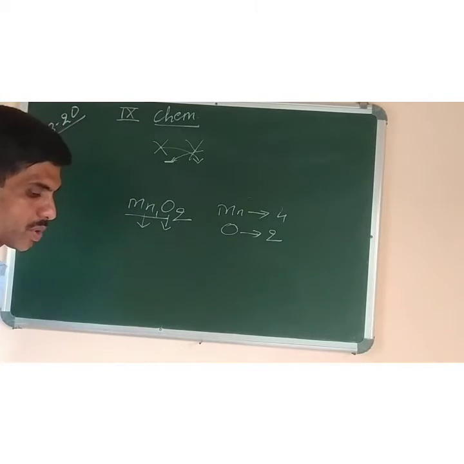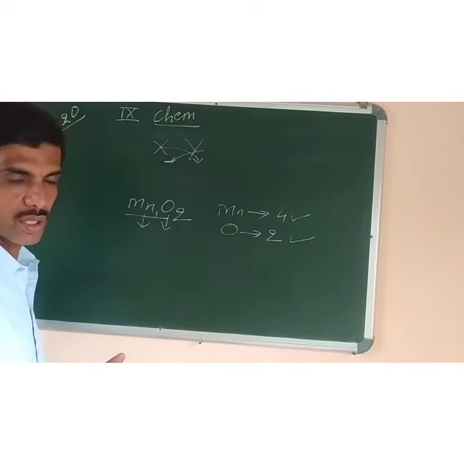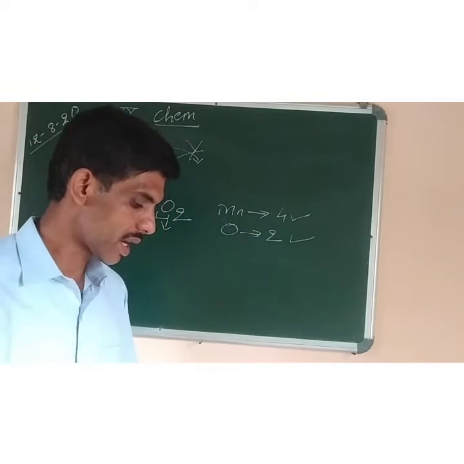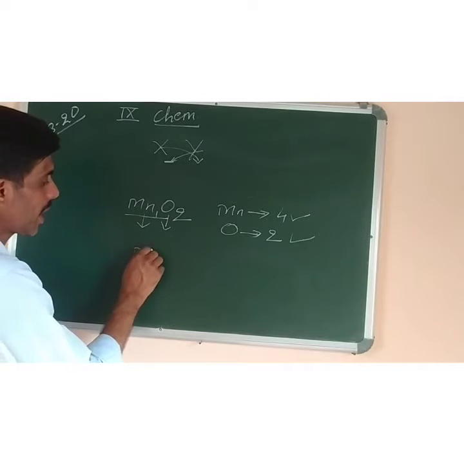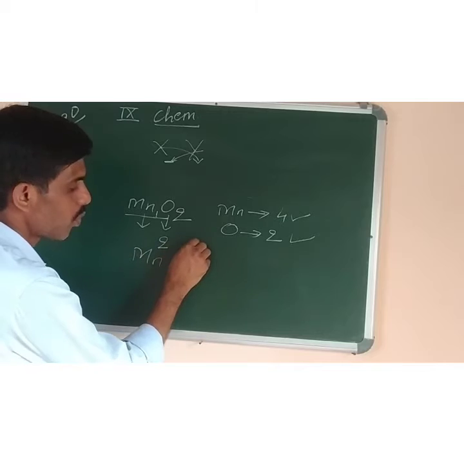MnO2 means Mn2 and O4. That is, manganese valency is 4, oxygen valency is 2. In your book also it is given. You can write it and understand how it is done. Like MnO, it is written here 2 valency on the top, 1 here.